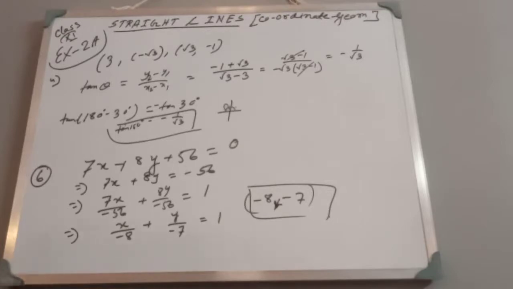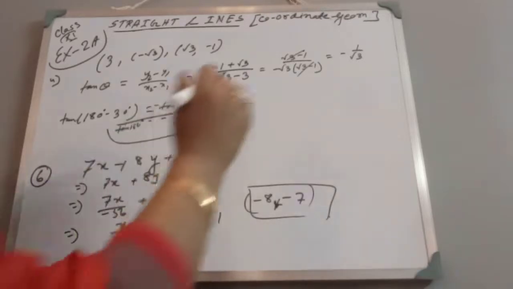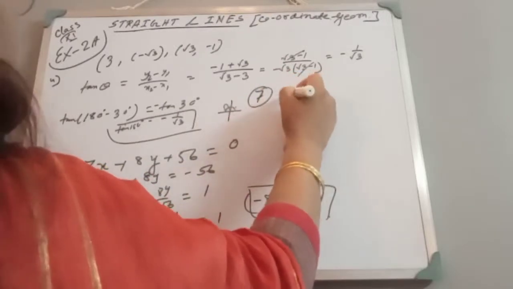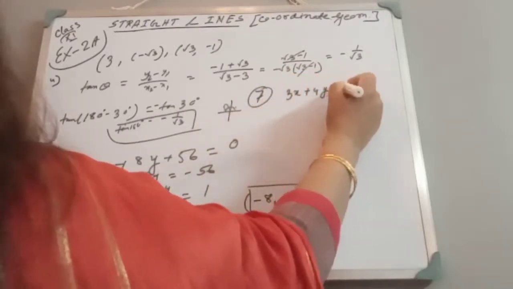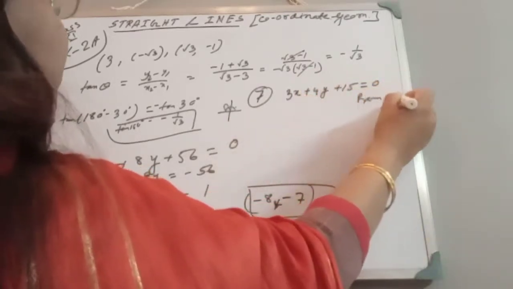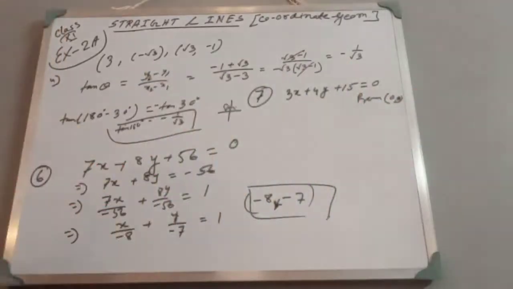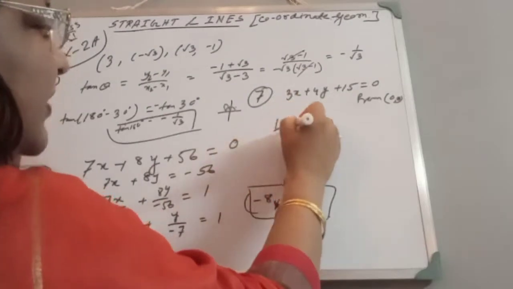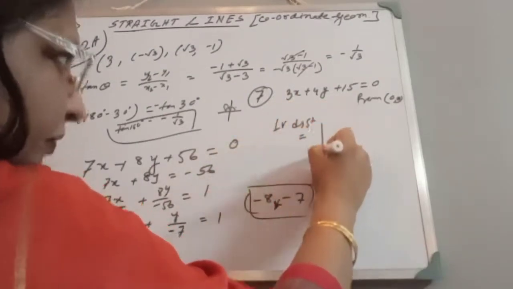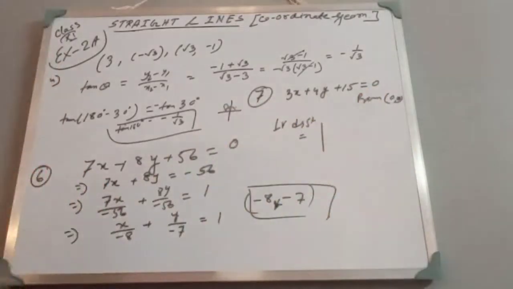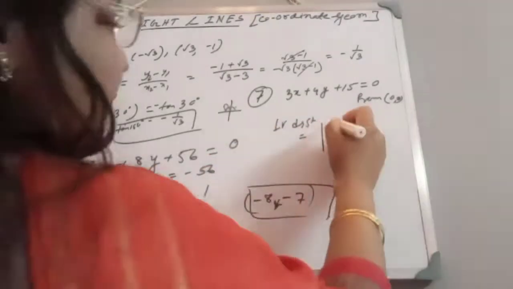Now, find the perpendicular distance of the straight line. This is sum number 7. Perpendicular distance of the straight line 3x plus 4y plus 15 equal to 0 from the origin. From the origin means 0, 0. We have to find the perpendicular distance from the origin. How to find it? Perpendicular distance cannot be negative, that is why we always take the modulus form, which means we take only the magnitude.